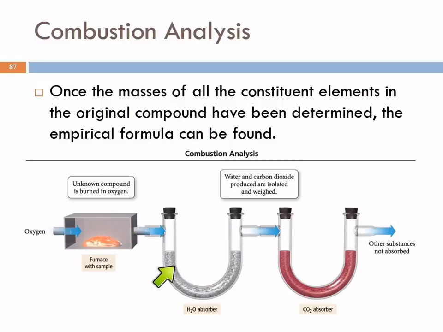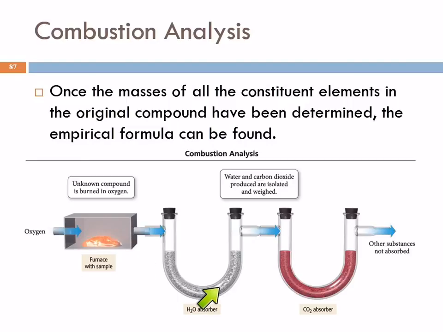The gases pass through this U-shaped tube. Inside this tube is a substance that will absorb water. It'll grab all the water from this stream of gas that's flowing through and hold on to it. So we weigh this tube before and we weigh it after, and afterwards it's heavier. The difference in mass is the mass of the water that was collected.